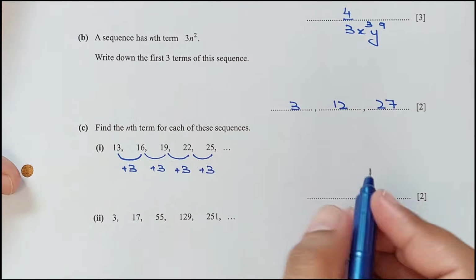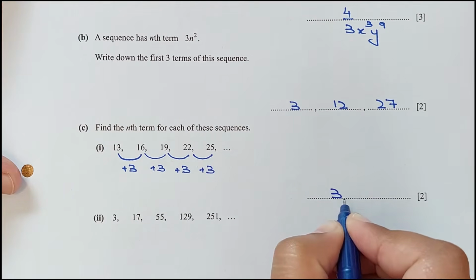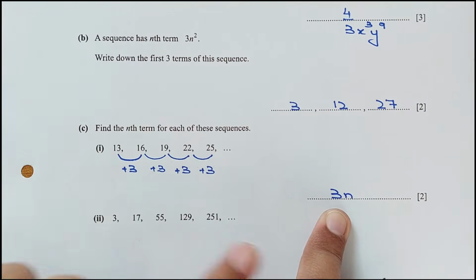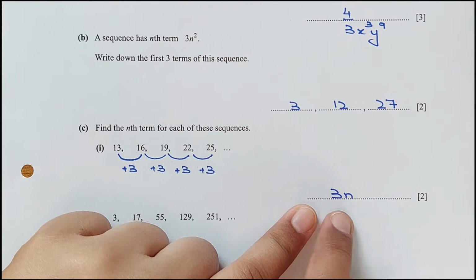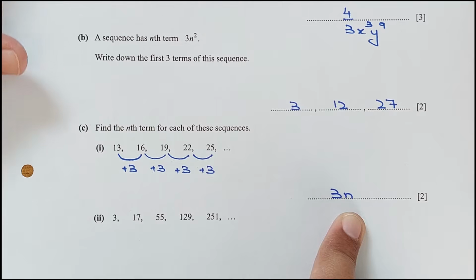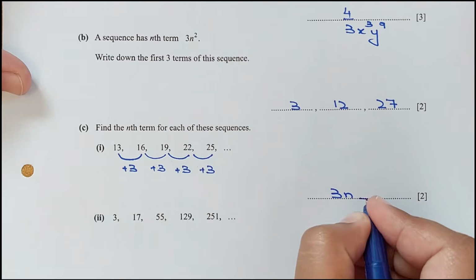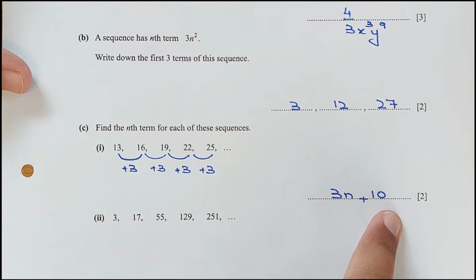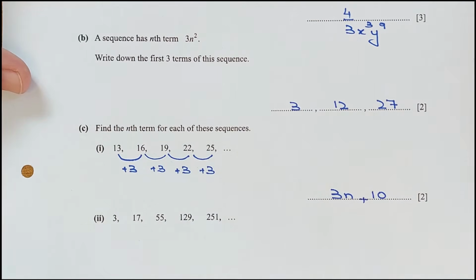So we can say the nth term is 3n plus or minus something, right? For the first term, the n value is 1, so 3 times 1 is 3, plus what makes 13? Plus 10 makes 13. 3 times 2 is 6, plus 10 is 16. 3 times 3 is 9, plus 10 is 19, and so on.